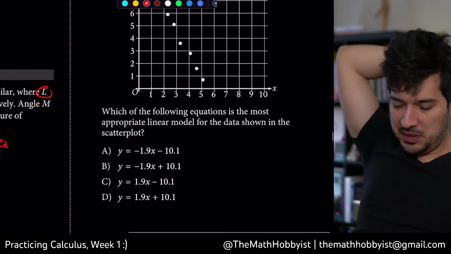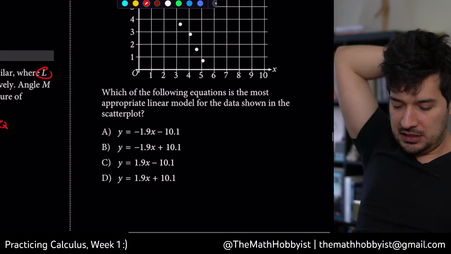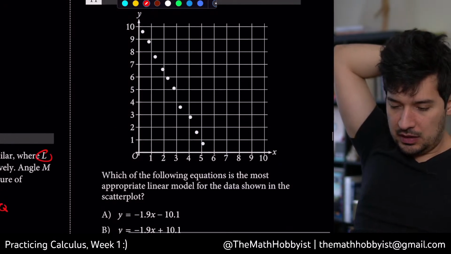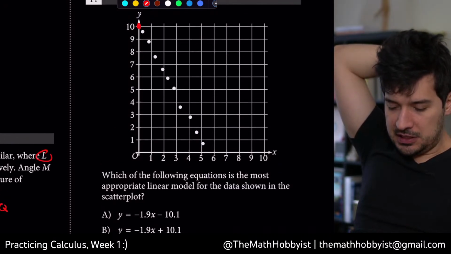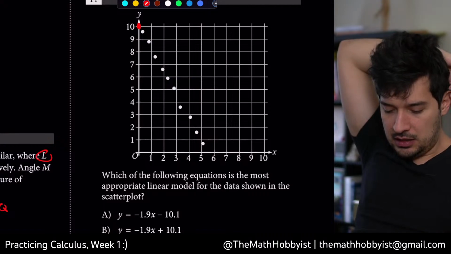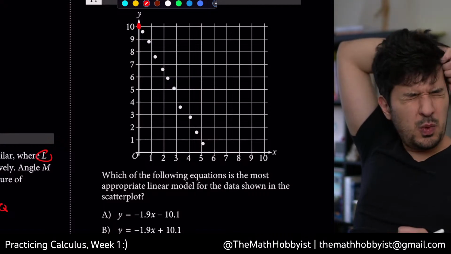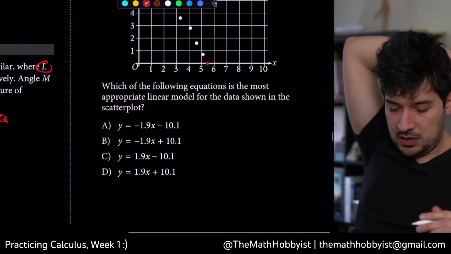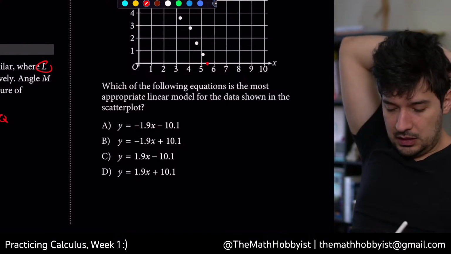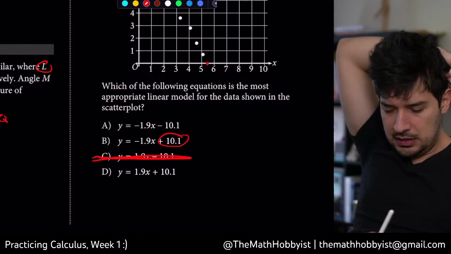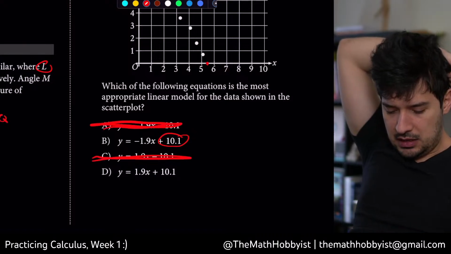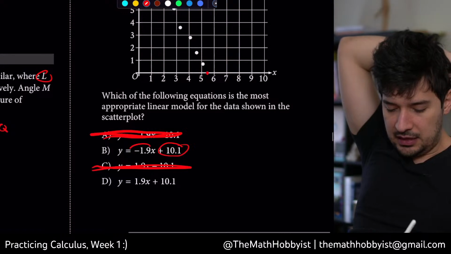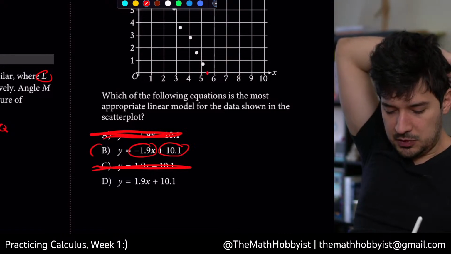Which of the following equations is the most appropriate linear model? Okay, so it looks like our y-intercept is going to be 10, and our x-intercept is at about 5.5 or so. So it needs to be a positive 10, so it's not going to be C, it's not going to be A, and then it is a negative slope, not a positive slope. So answer B.